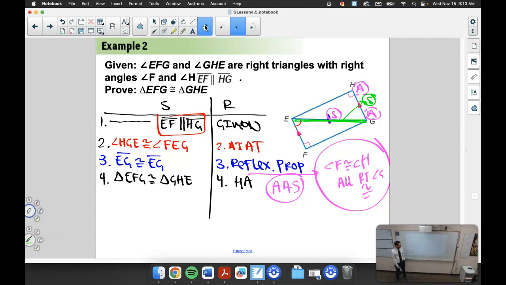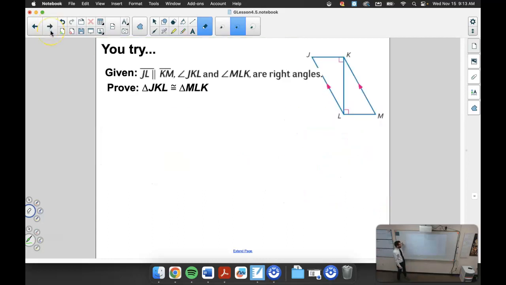So when you have the parallel lines in the given, you can't use that as one of your sides, because the sides have to be congruent. And those are just parallel. All right, why don't you guys try this one?